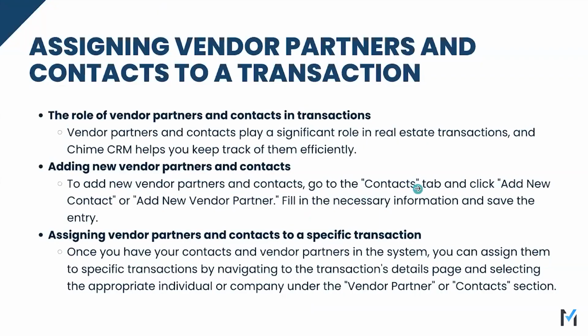And so let's say we wanted to add a vendor partner or even a contact to a transaction. It's pretty simple. You're just going to go to the Contacts tab and click Add New Contact or Add New Vendor Partner, fill in that necessary information, and you're good to go. Once you have that, this is where you can start assigning them specific transactions, and then they're able to see specific information under what you're sharing with them, because maybe you want the mortgage lender to be up to date as far as where they're at in the process.